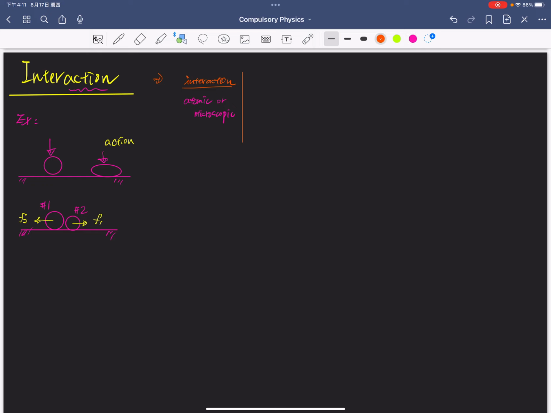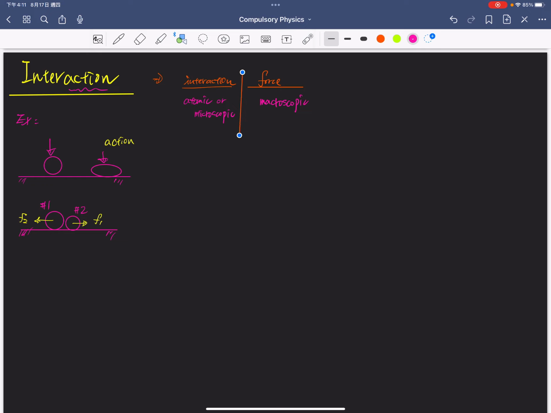If we are talking about something microscopic, we will often use interaction to replace force. And when we can see something with our naked eyes, we can just use force, that will be great.